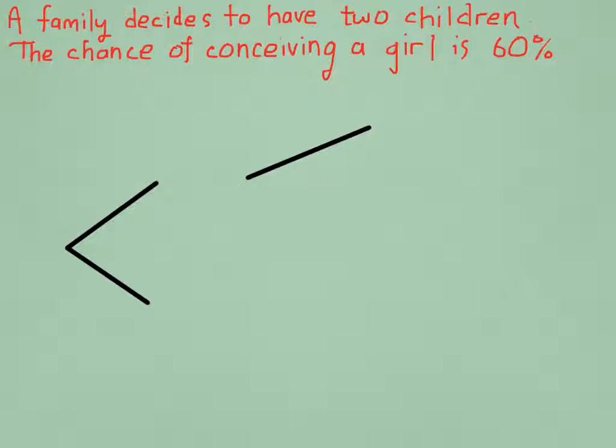So there's my first branch, and that represents the first child. But I also need to represent the second child. And that's the second branch. So let's begin filling in the gaps.